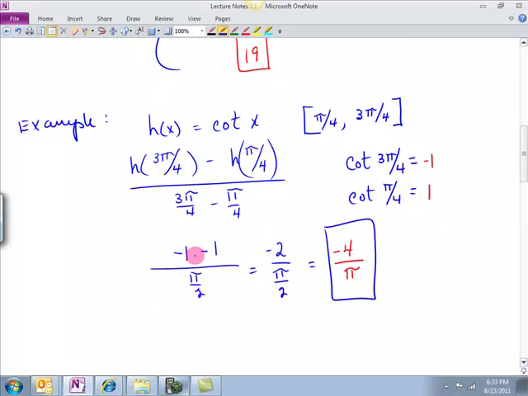So we have -1 minus 1, which is -2, and then 3/4 minus 1/4 is what? 2/4 or 1/2, so we'll call that pi over 2. So we have -2 over pi over 2. Flip that bottom fraction and we get -4 over pi.